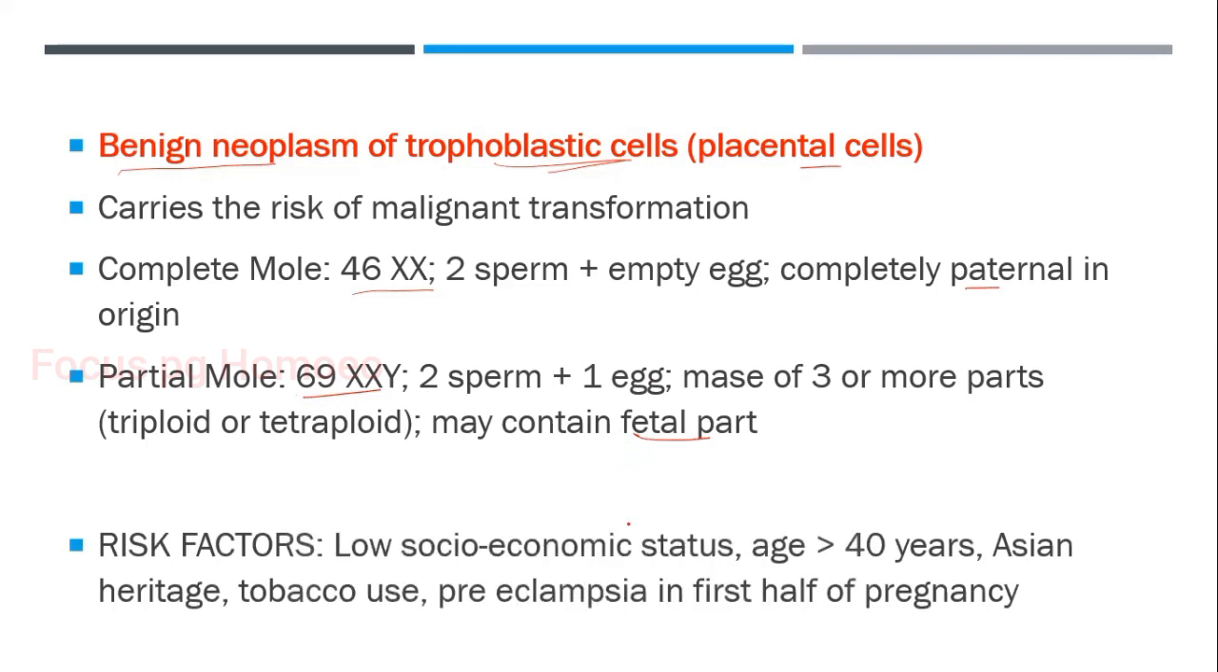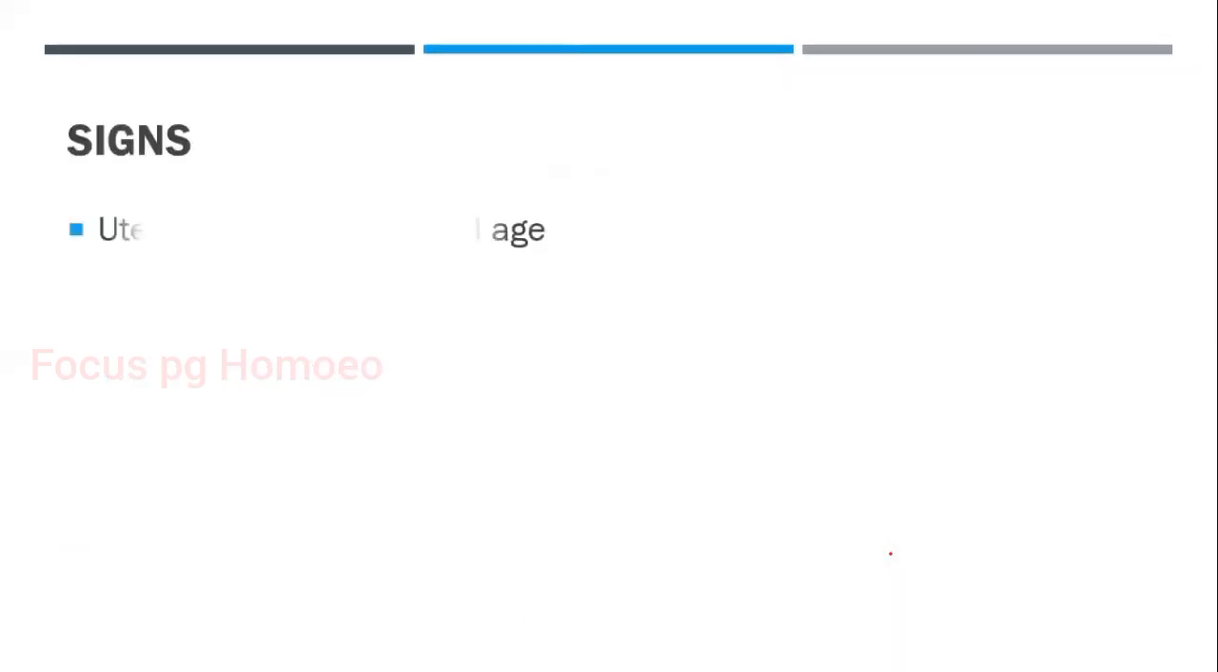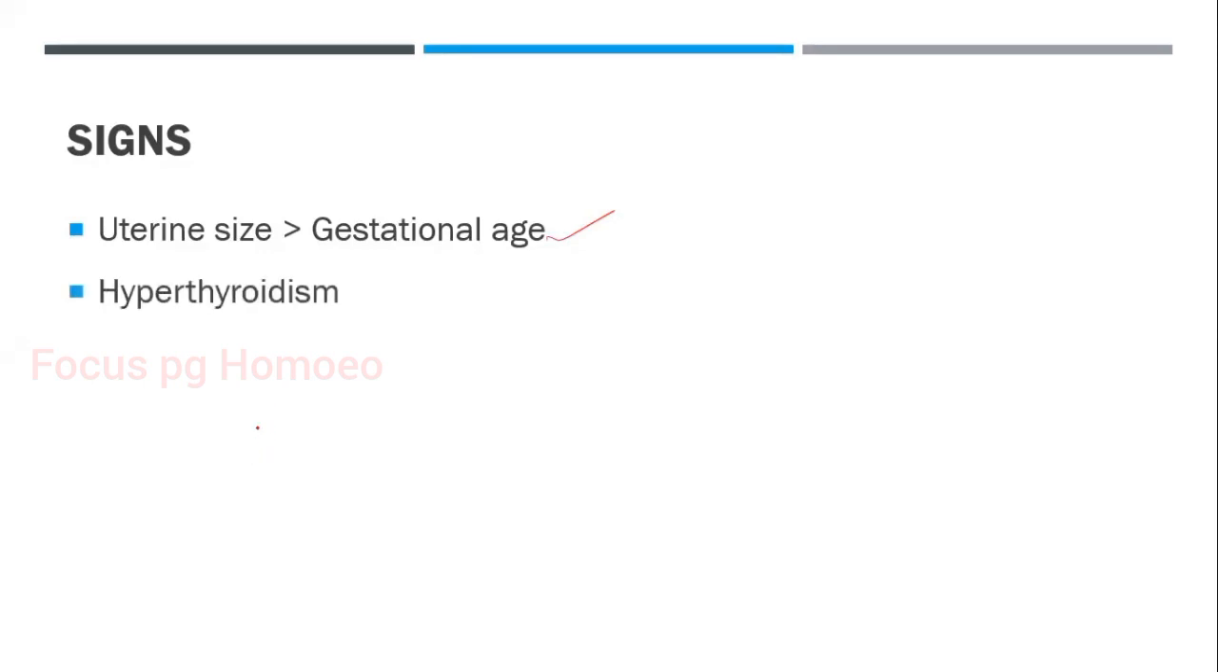The risk factors for hydatidiform mole are low socioeconomic status, women older than 40 years, Asian heritage, tobacco use, and pre-eclampsia in the first half of pregnancy. On examination, the signs are that uterine size is more than gestational age because of the neoplasm, this benign growth, and hyperthyroidism is seen.